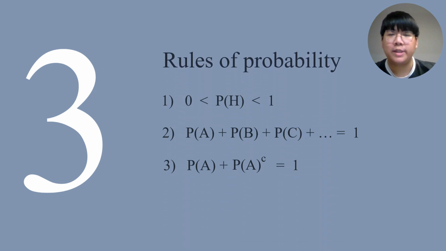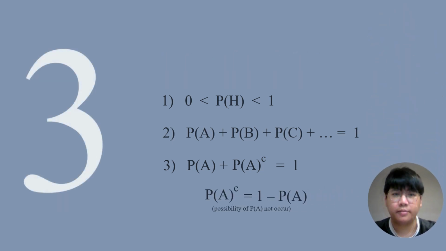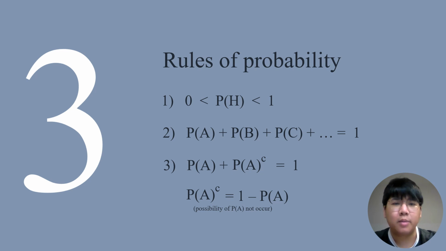Finally, the third rule is written like this, where the letter C represents the complement of A. The complement of A is the probability of A not happening, which is 1 minus the probability of A. So this says if you add up the probability of not happening and the probability of happening, it must equal 1, which again makes sense, because for any given outcome of the event, the outcome either must occur or not occur. There is no possibility of a middle ground where it does occur and doesn't occur at the same time.